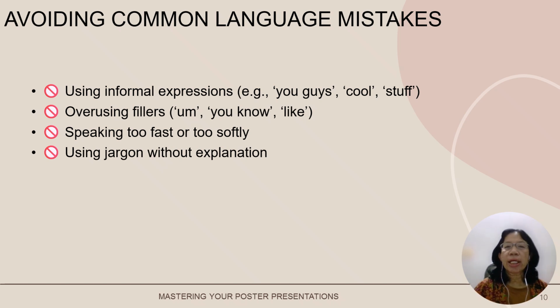Now that we know what to say, let's look at the 4 biggest mistakes that can instantly undermine your professional message. These are habits we all fall into, but they must be corrected for a formal presentation. The first mistake is using informal expressions like "you guys," "cool," or "stuff." They have no place in a professional context. Using them signals a lack of respect for the formality of the setting. Instead, use "ladies and gentlemen," "excellent," and "data" or "information." Always swap slang for professional vocabulary.